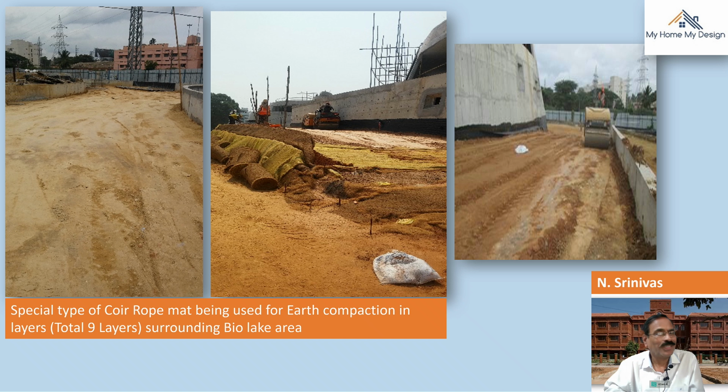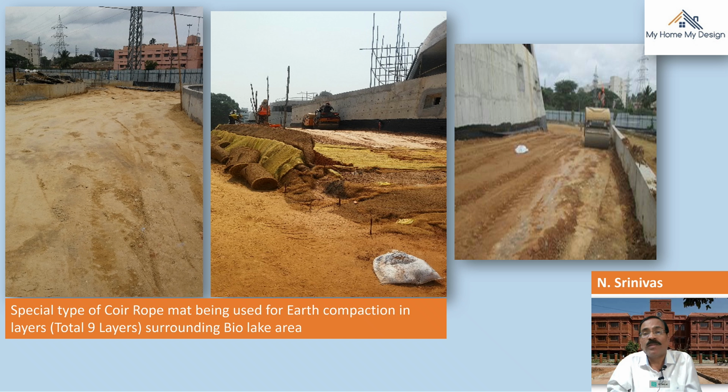Here also, this is very important. Sometimes the backfilling depends upon the type of the structure. All backfilling need not be the same. Some special techniques, some special requirements are there for the backfilling. See here, a special type of coir rope mat being used for earth compaction in layers, total 9 layers surrounding the bio lake area.